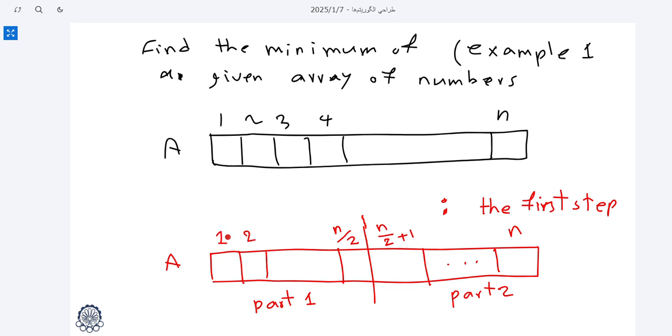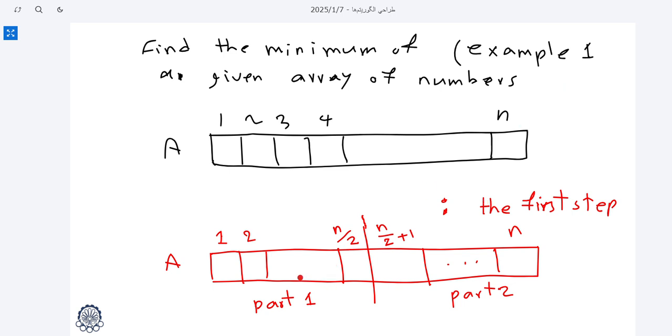The first part has indices from 1 to n divided by 2, and the second part, the second subproblem, has indices starting from n divided by 2 plus 1 to n. Okay, so at this step we divided the problem into 2 subproblems. We have here 2 subproblems.